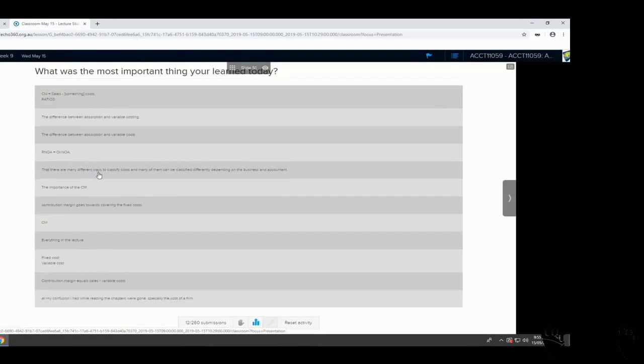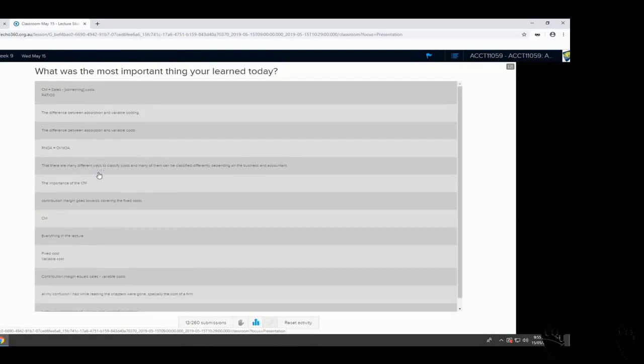Yeah. There are many different ways to classify costs, and many of them can be classified differently depending on the business and accounts. What a great insight. That is so good. If you can keep with that, you'll be streets ahead of the average person coming out of uni with an accounting degree. That's right, there are judgments, particularly between period and product costs.